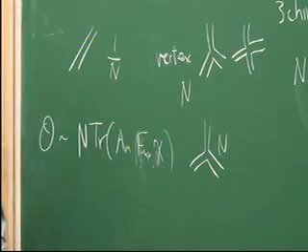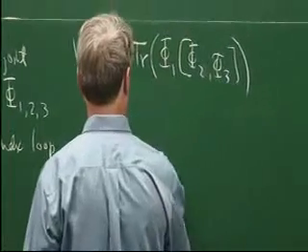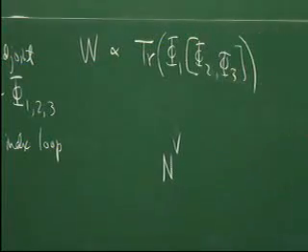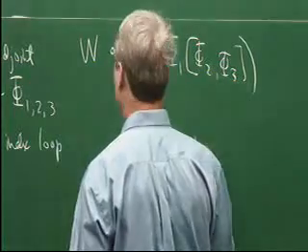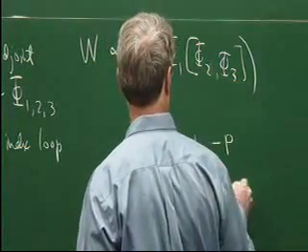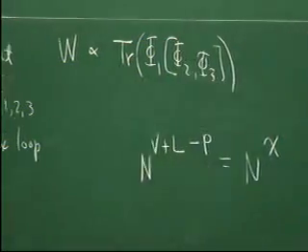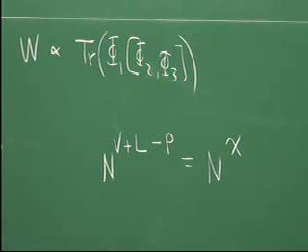And so with this counting, any Feynman graph goes as N to the number of vertices, where vertices include these operators on an equal footing, plus loops minus propagators, which, as 't Hooft remarkably noted, is just the Euler number of the graph when you fill in the index loops. And so you get a topological expansion based on the topology of the graph.